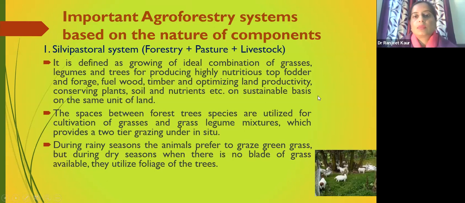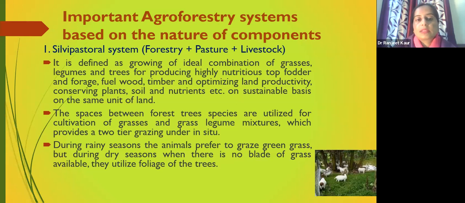Now we come to the agroforestry systems. In the basic concept of agroforestry, we are planting crops, we are planting trees, and we are rearing livestock animals on the same land unit on a sustainable basis. But there are various systems, various ratios in which this agroforestry system operates. First of all, we'll see the silvipastoral system. Silvi means trees, pastoral means grasses.